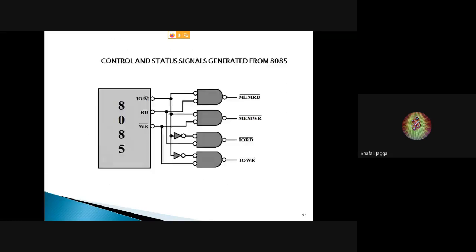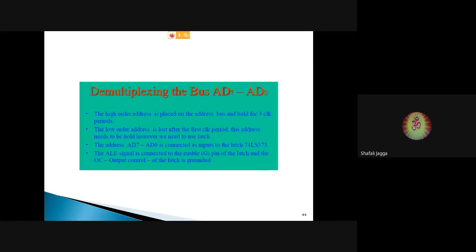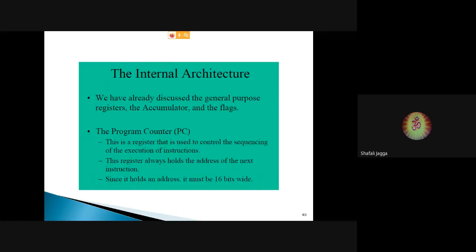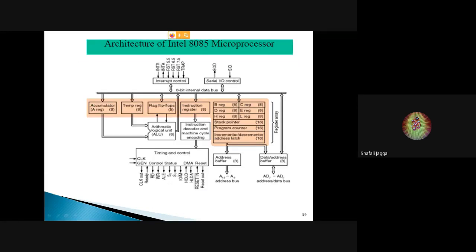Then we come back to that architecture diagram. In this architecture diagram, whenever the microprocessor wants to read data from memory or IO, this should be activated. Whenever it wants to write data to memory or IO, it should be activated. ALE is used for demultiplexing of the address data bus.